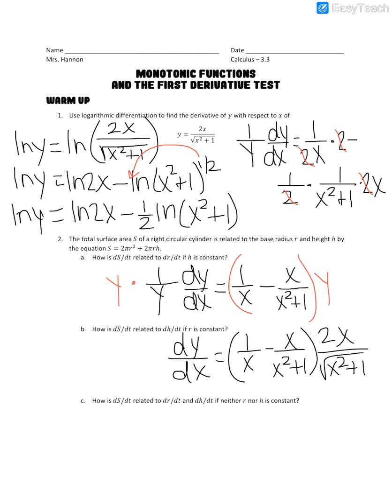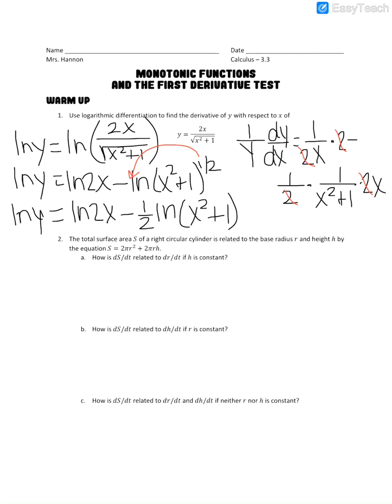All right, number 2. The total surface area S of a right circular cylinder is related to the base radius r and height h by the equation S equals 2 pi r squared plus 2 pi r h. All right, so number A, we are going to see how ds dt relates to dr dt if h is constant. When it says h is constant, it just means that when I do the derivative of that part, I do not have to have a dh dt involved, okay? So this would give me the whole derivative.